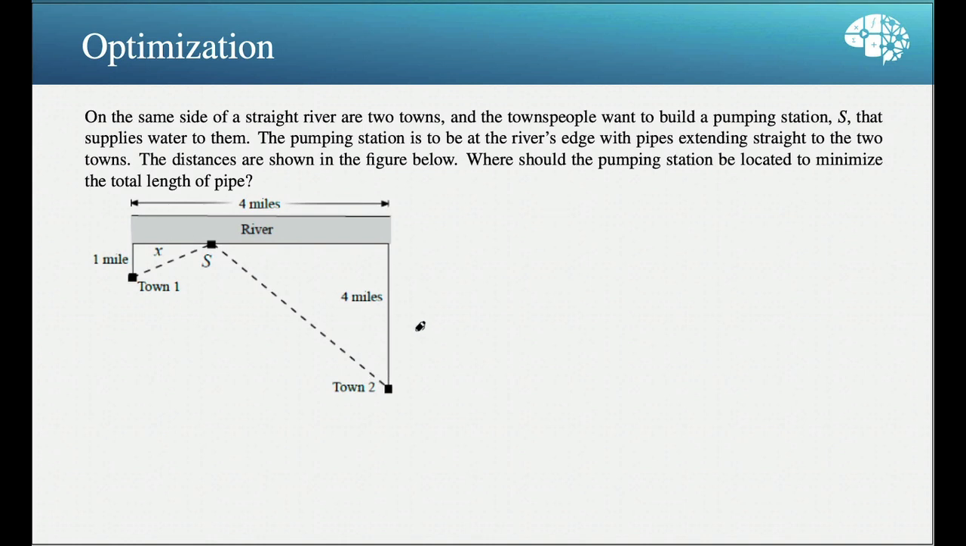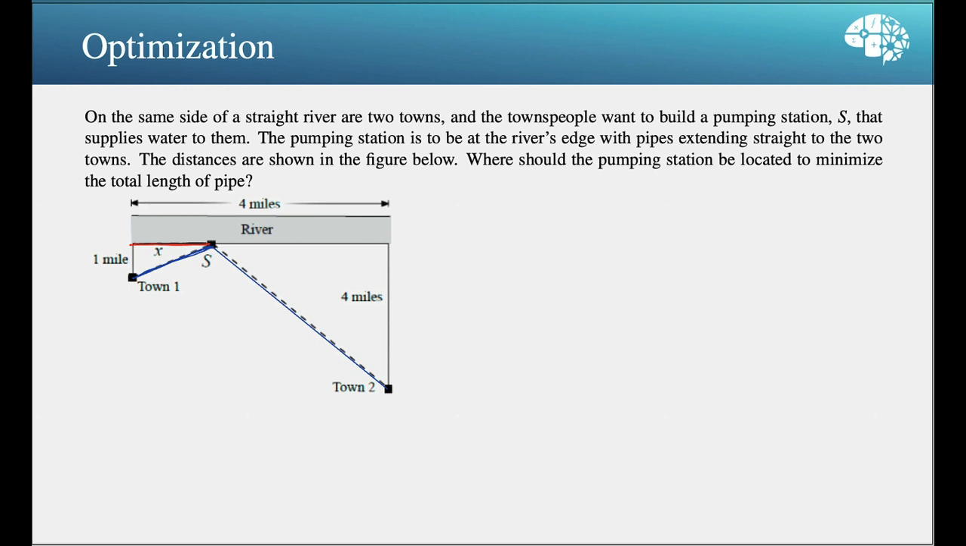Well, we have a picture here. This X represents this distance there on the river. Mark it in red, that distance right there. And we are trying to minimize the distance of the pipe. So that right there. Well, those two things are hypotenuses of triangles, and so we can go ahead and just use the Pythagorean theorem to label those.